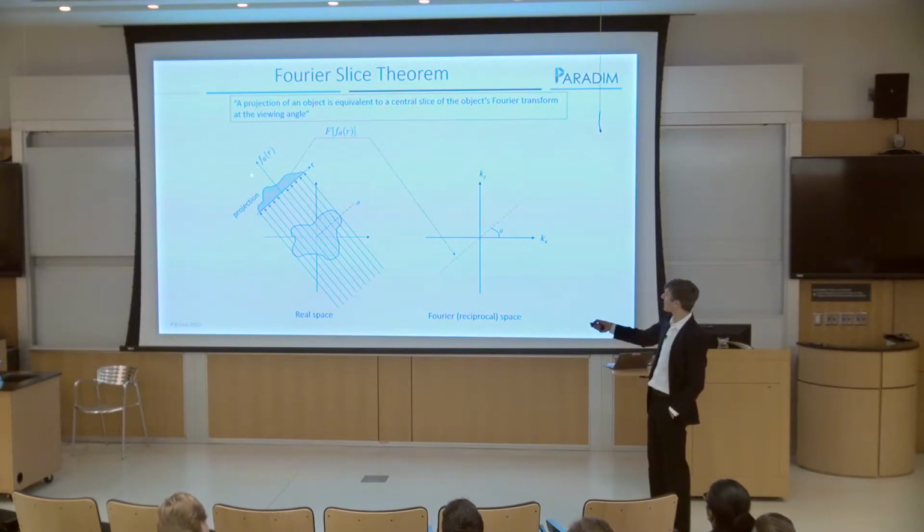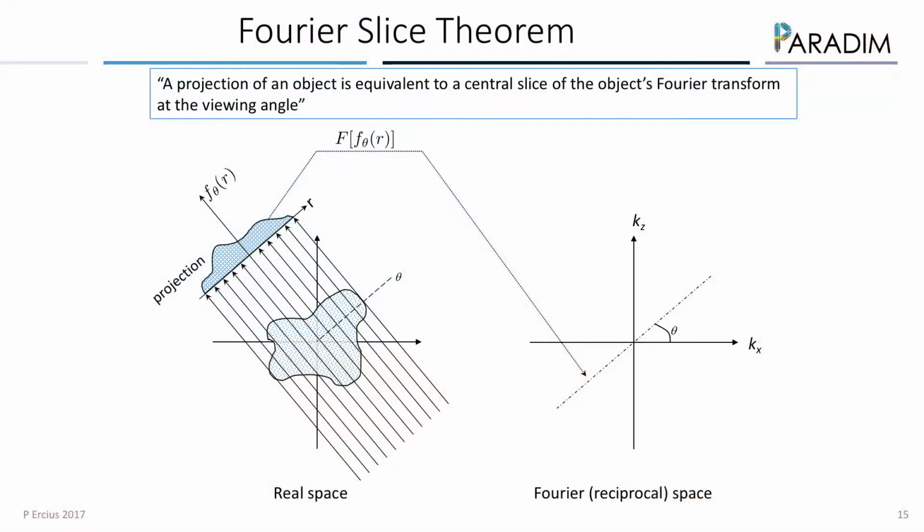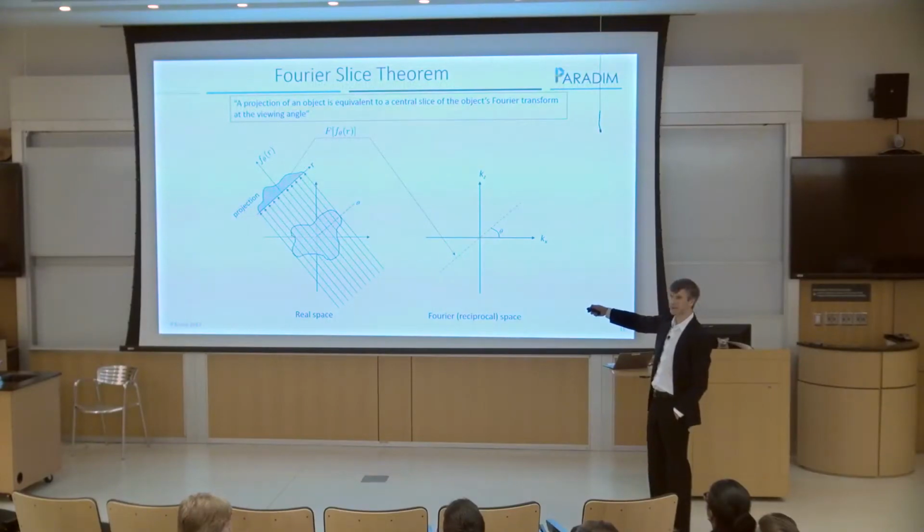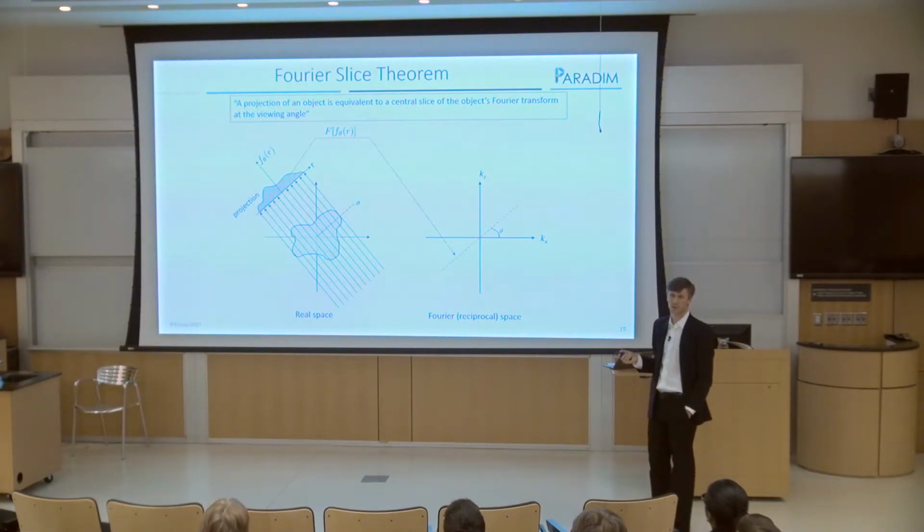So each one of these projections, in real space at an angle, gives you some density, or some integration of the density, a projection, right? We take the Fourier transform of that projection, okay? And that's equivalent, as I said, to this sampling of the Fourier transform at some angle. This angle here and this angle here are the same angle.